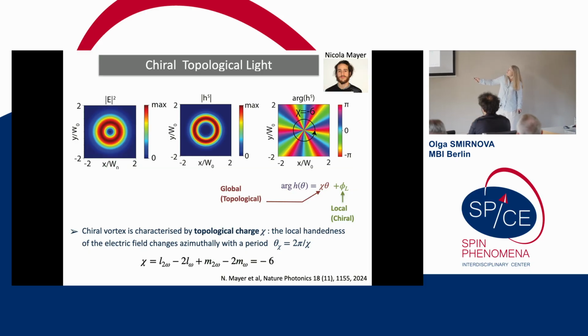So this phase encodes both the global topological information, because it is topological charge times azimuthal angle, and local information which comes from the local chirality of the Lissajous figure. Now we can also derive the topological charge for this light, and it's highly flexible. The input is the orbital angular momentum of the 2 omega and omega beams, and the spin angular momentum.